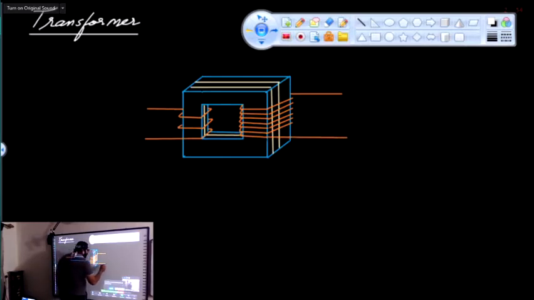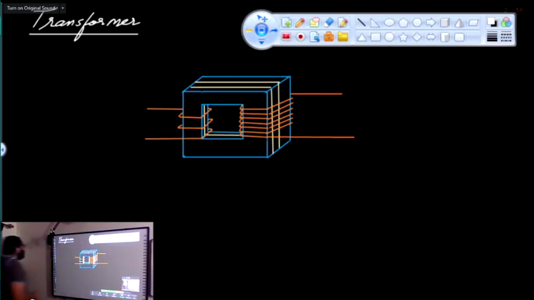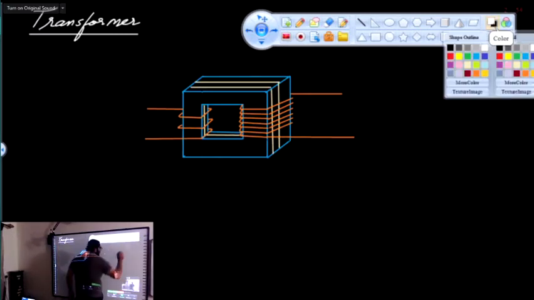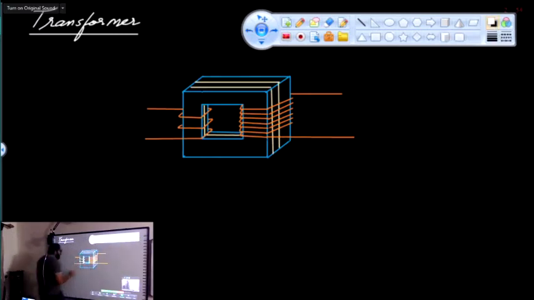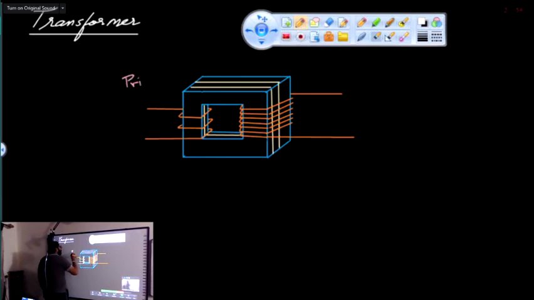Now, what is a primary coil and what is a secondary coil? Let's find that out. But before that, I'm going to label a few terms over here so that you'll remember this part. Now, this side is basically the primary coil. This is the primary coil. This side is called the secondary coil.